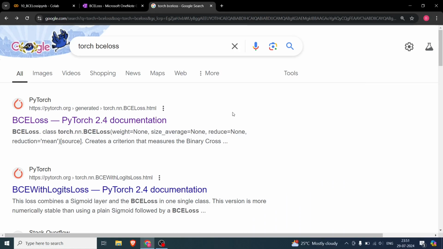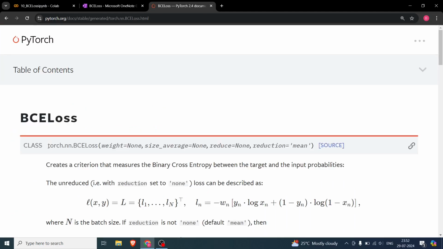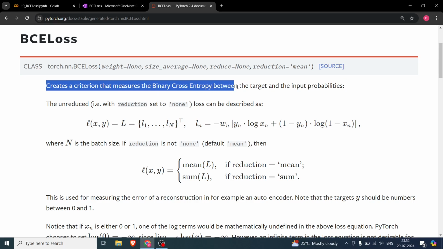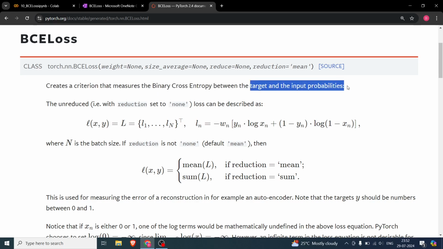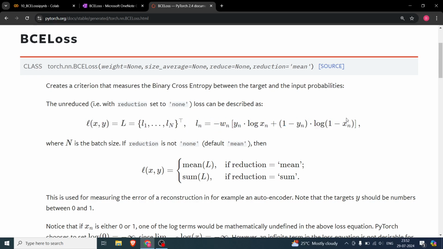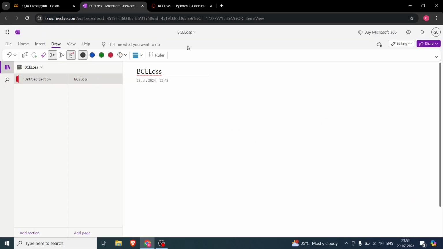Hello everyone, so in this particular video we'll be talking about BCE loss, or binary cross entropy loss, and let's look at the documentation. So as it says, torch.nn.BCELoss. If you look at the theory, it says it creates a criterion that measures the binary cross entropy between the target and the input probabilities. So basically we'll be looking into this formula over here, and we'll try to figure out how it works. So BCE loss is used for binary classification.